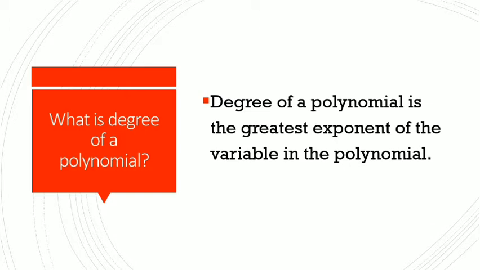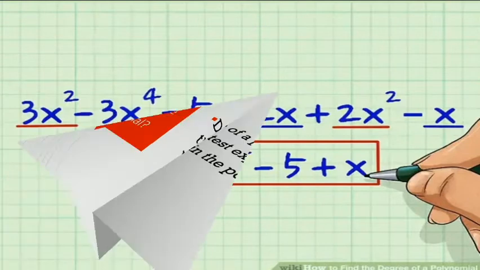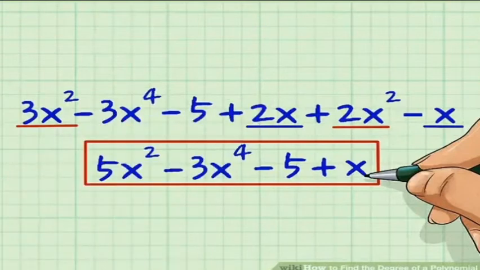Now I am telling you what the degree of a polynomial is. The degree of a polynomial is the greatest exponent of the variable in the polynomial. Now if I say this, what do I mean by this? That also you need to understand. Let us take an example.